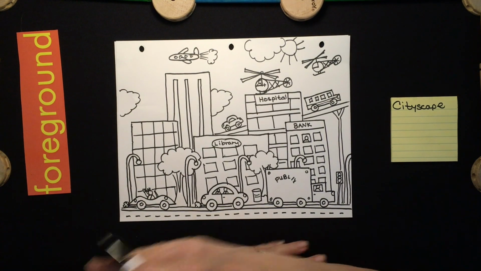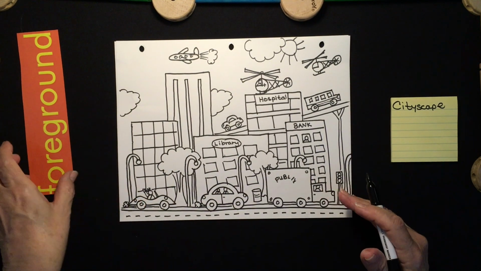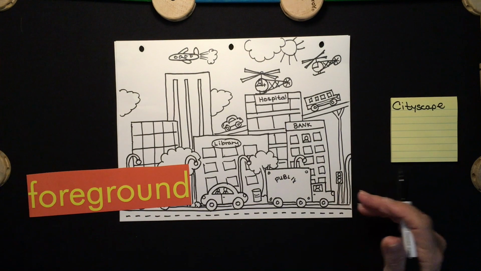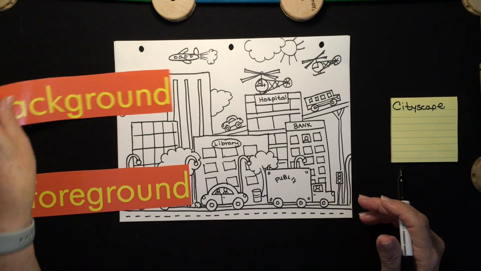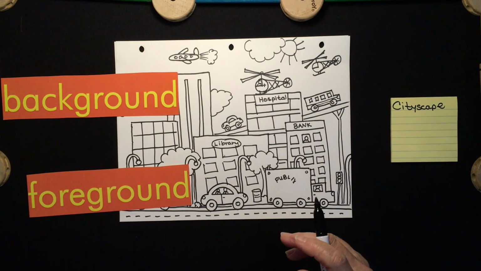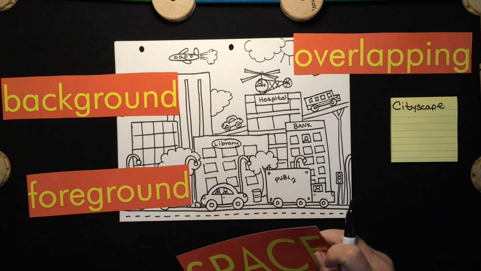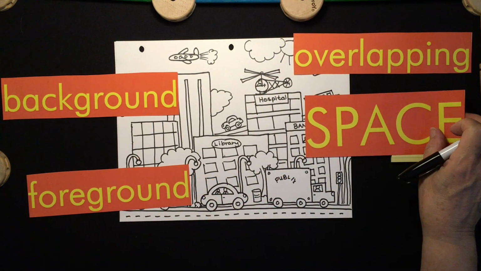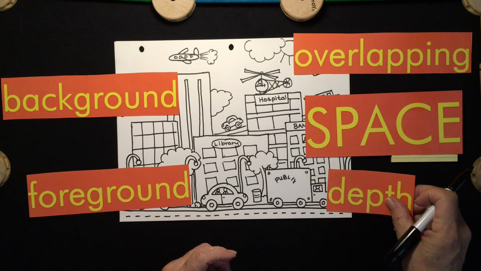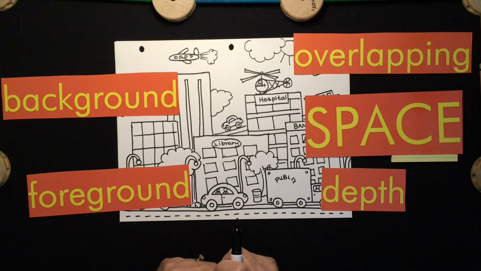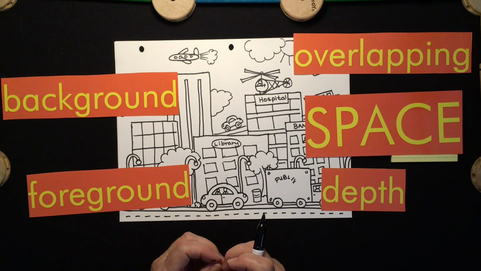So remember, foreground and background. And overlapping, as all these objects are, to create the illusion of space, depth in space. Okay, boys and girls, it's your turn. Play the video again, this time pausing so you can catch up with each step. You may begin.